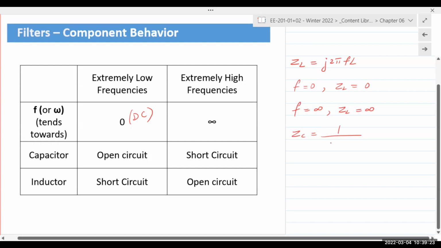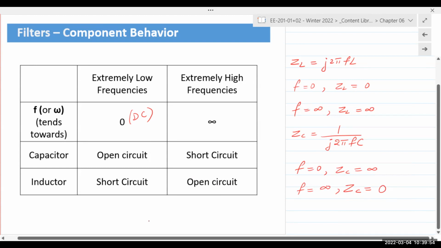ZC is 1 over j 2 pi fC. When you apply DC voltage to a capacitor, meaning f is equal to 0, ZC is infinite. F tends towards infinity. ZC is 0. Or at least behaves like a short circuit.